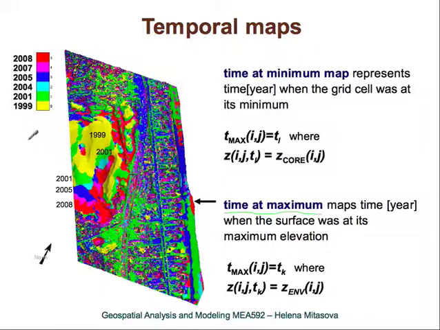And how does that help? We can, for example, see from this how the dune has actually moved southward. You can see that the elevation was at maximum in this area in 1999, then the maximum was here in 2001, in 2005, and the maximum here was in 2008. So the maximum of the dune has really moved southwards.